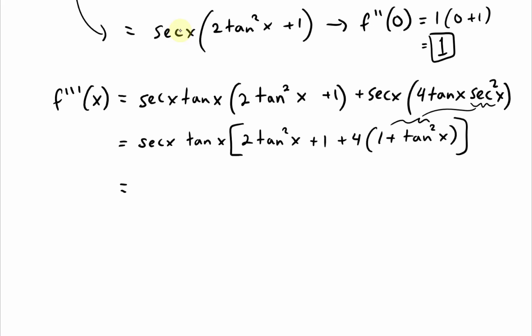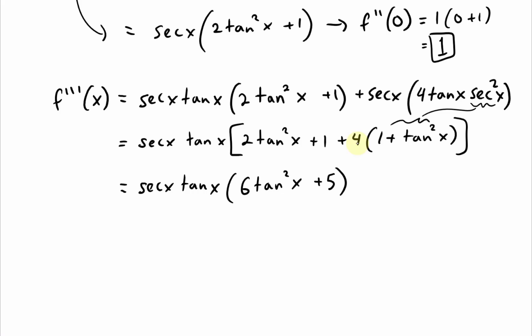So this equals secant x tan x times, and now we can add these up. So this is a 2 tan squared x. Multiply the 4 inside, so this becomes 4 plus 4 times tan squared x. In other words, we can add those like terms up. It's going to be 6 tan squared x. And now 1 plus 4 adds up to 5. Yeah, so that's what we have there.